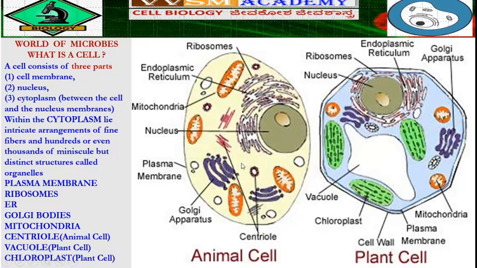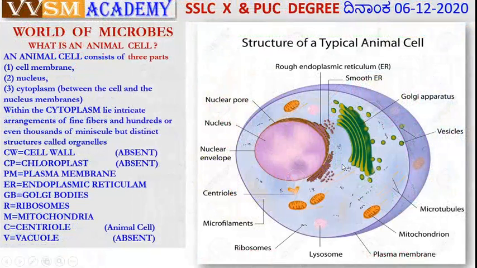In the animal cell, you cannot find the outermost edge, that is, the cell wall is not there. It is only a membrane, a membrane organelle. But in the case of the plant cell, you will come across the cell wall, which is the outermost edge of the cell. So what is an animal cell? This is the structure of a typical animal cell.